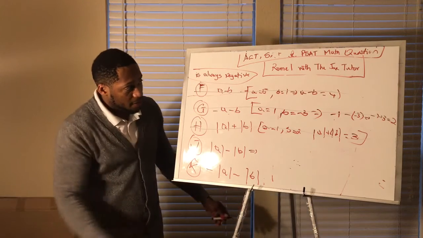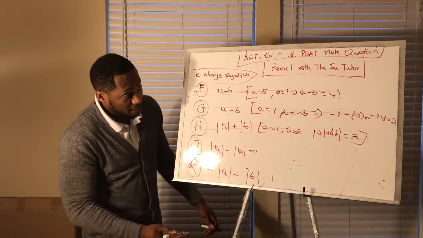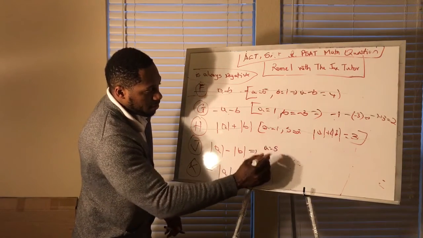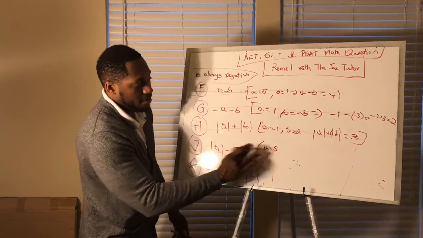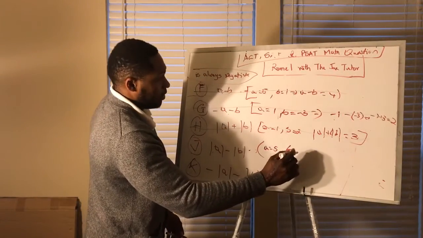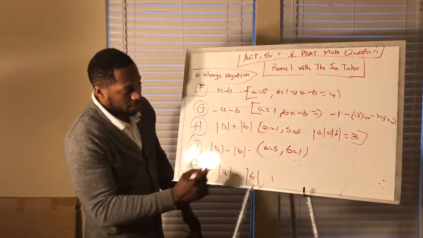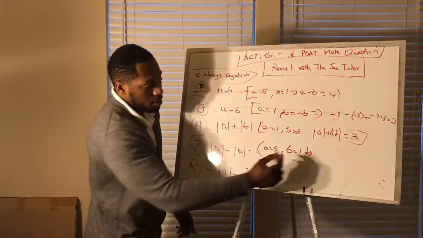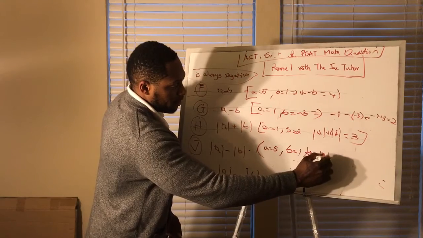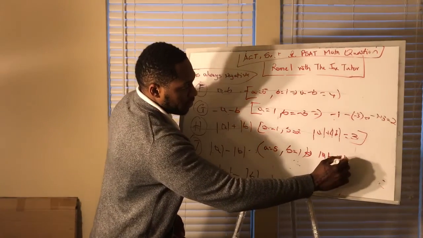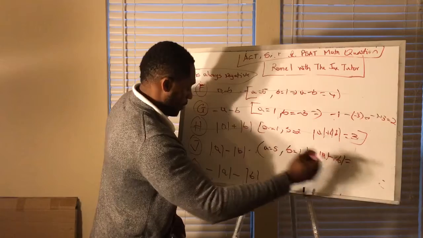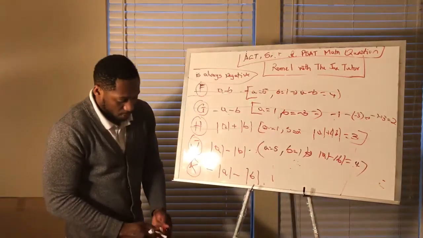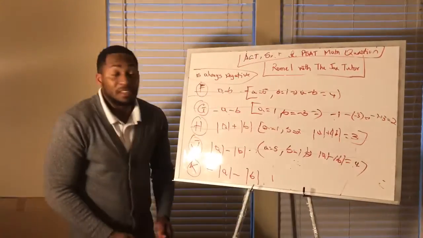Let's see if we can even pick the same numbers that we pick here. If A is equal to 5 and B is equal to 1, absolute value of A is 5 minus absolute value of B is 1. So we have absolute value of A minus absolute value of B is equal to 5 minus 1, 4. So, which is not always negative. So the answer choice that is left is this one.